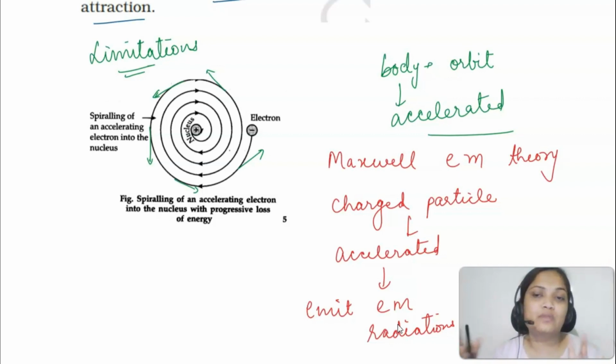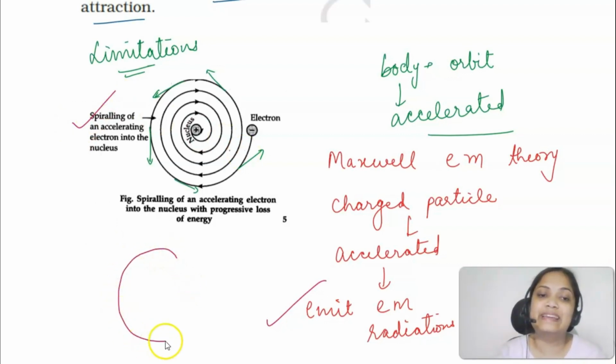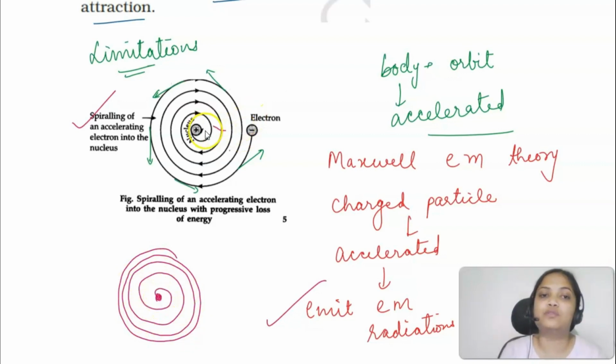So according to the Maxwell's electromagnetic theory, if any charged particle gets accelerated, so it will continue to emit electromagnetic radiations. And अब अगर वो radiations emit कर रहा है, energy कहाँ से आ रही है? Because of the motion. So if it is emitting continuous energy, so जो उसका path है it keeps on getting shorter, मतलब जो path है इसे shrink होना शुरू हो जाएगा, right? And ultimately what will happen अगर energy radiate होती रही, so it is going to collapse into the nucleus, as you can see. So this is what we are calling as spiraling of accelerating electron into nucleus.